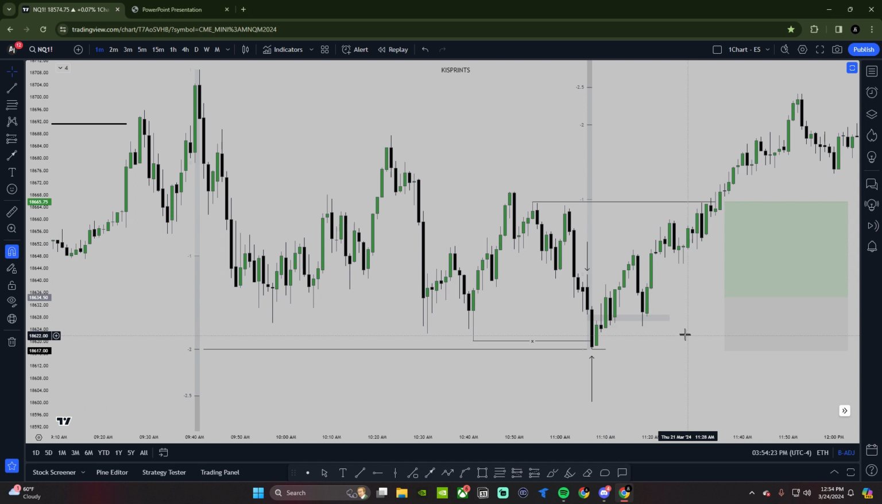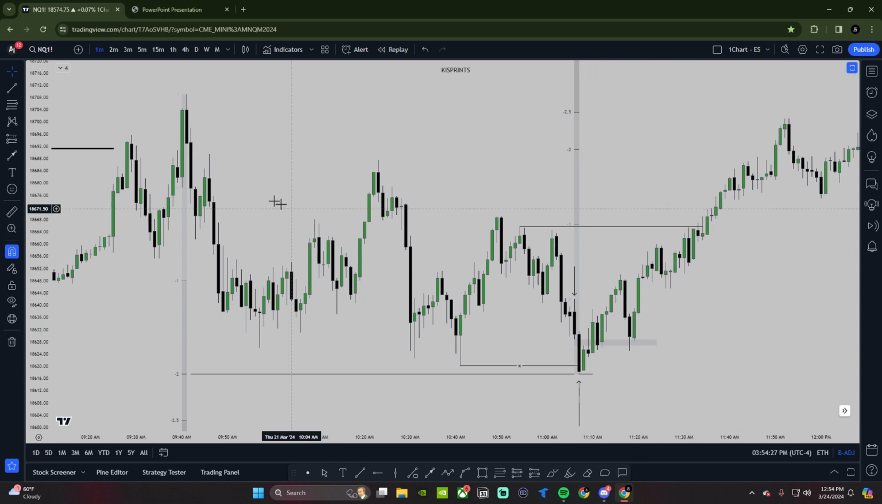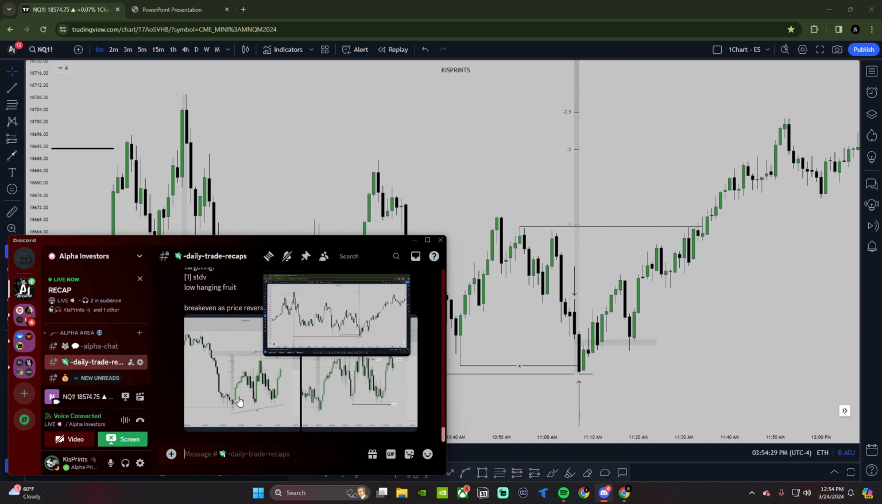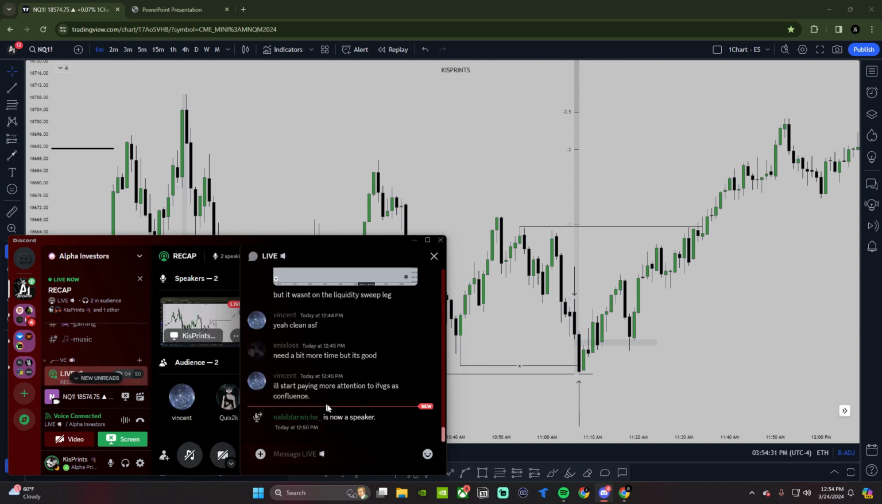So you catch one in the morning, maybe you even catch one closer to the afternoon, and then that's two plays. But typically for me, once I catch one winning trade, I call it a day.